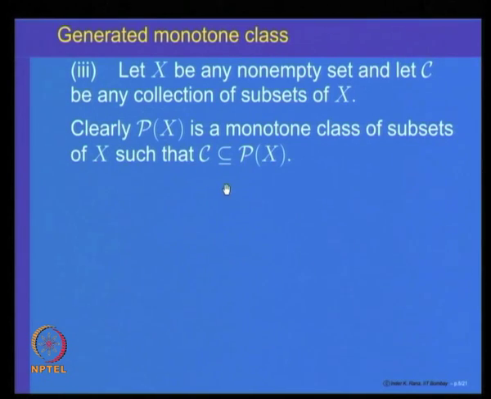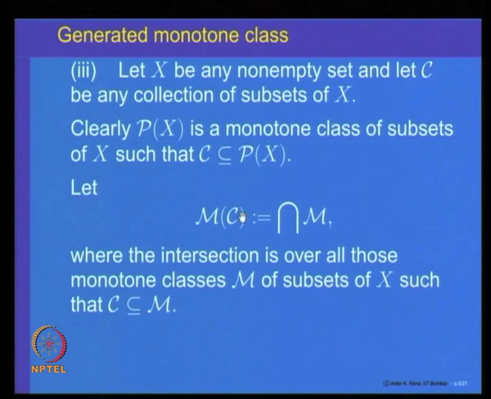The proof is something similar to what we have shown for the algebra generated by a class and the sigma algebra generated by a class. So, let us look at M of C. This is a notation for the intersection of all monotone classes M of subsets of X which include C. So, look at the collection of all monotone classes of subsets of X which include C, take their intersection and call this M of C. What we want to prove is that M of C is a monotone class, it includes C and it is the smallest. So, let us look at a proof of that.